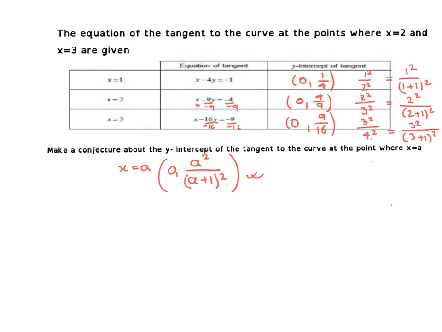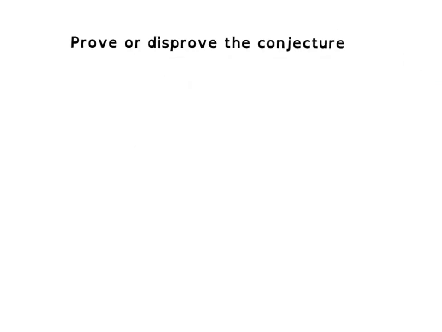The next thing we're going to do on the next page is prove or disprove the conjecture. So what has been given? X is equal to a. We set the point of contact when x is equal to a. For the y-intercept, when x is equal to 0, we're looking for a to the power of 2 over (a plus 1), and everything to the power of 2. Okay, now let's move to proving.